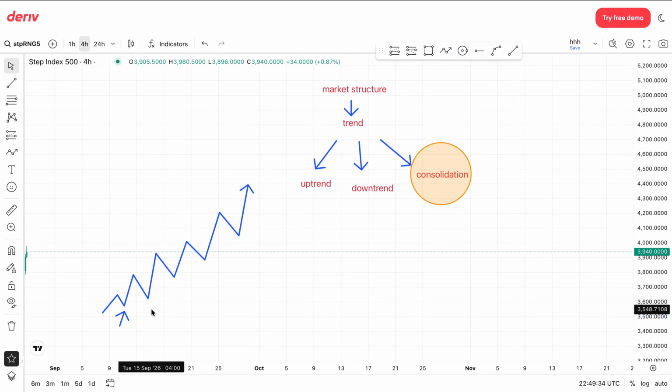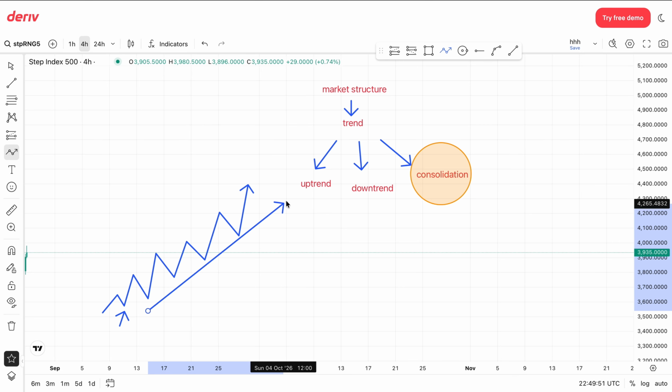You can see that this low, then this one. This one is higher than this one. This low is higher than this one. Just like I said, high, this one is higher. High, this one is higher. You get it.